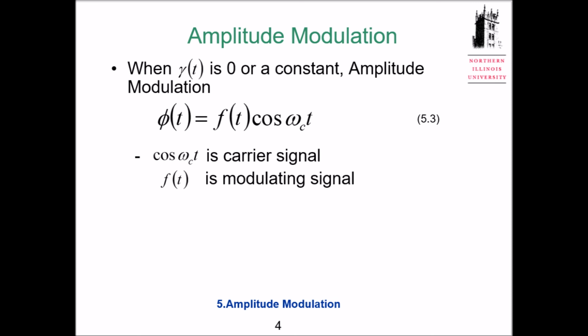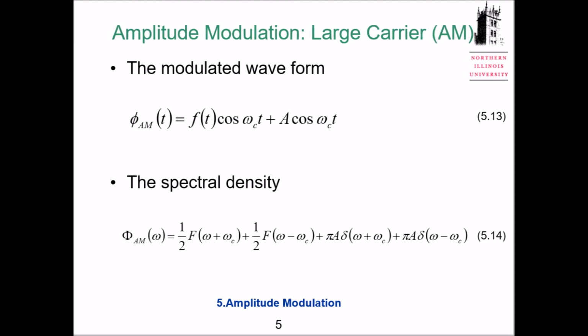AM actually is a family. It has 4 members. We're going to discuss different members one by one. Okay, this is the first one. We call it amplitude modulation, large carrier. Large carrier from here, right? This is the previous equation we used, and we add something to it. A cosine omega c t, we call this one large carrier. And why do we do it? This one can make our reception very easy. So we talk about that very soon.